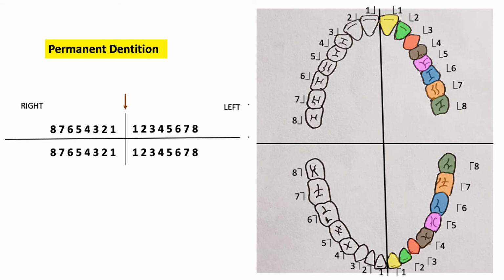So just like that, a symbol will also be present before the number, and it will be written from 1 to 8, where 1 will be representing the central incisors and 8 will be representing the posteriormost tooth, the third molar. So that is how the Zsigmondy-Palmer notation system is used in a permanent dentition, and we have discussed how it is used in a primary dentition. And in this, a symbolic representation is used to represent the quadrants.